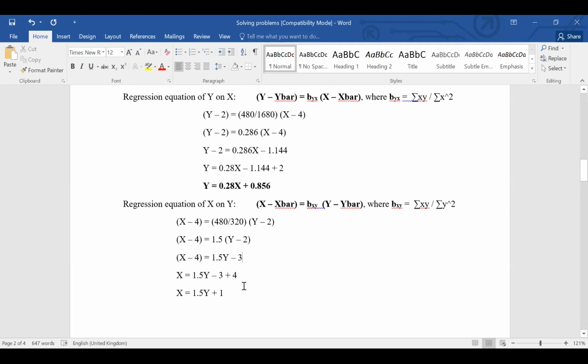Did you get this now? Can you understand this? I think it's very clear, right? So this is the way to find out the regression equation y on x and x on y through the regression coefficient, actual mean method. So the first method is over.